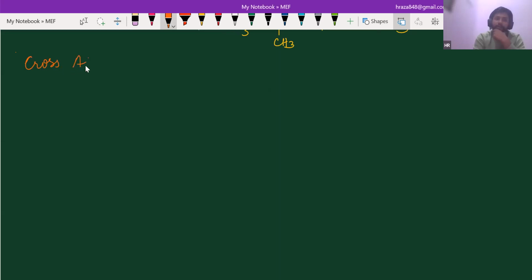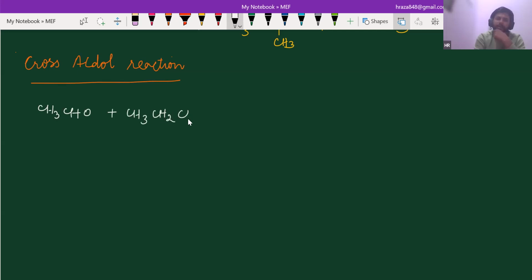In cross aldol, there will be four products. Cross aldol reaction. So see, cross aldol means different aldehydes. I'm going to take CH3CHO, ethanal, and then propanal, CH3CH2CHO. We are going to do this in the presence of dilute alkali. Either you can take NaOH or KOH. Is that clear?